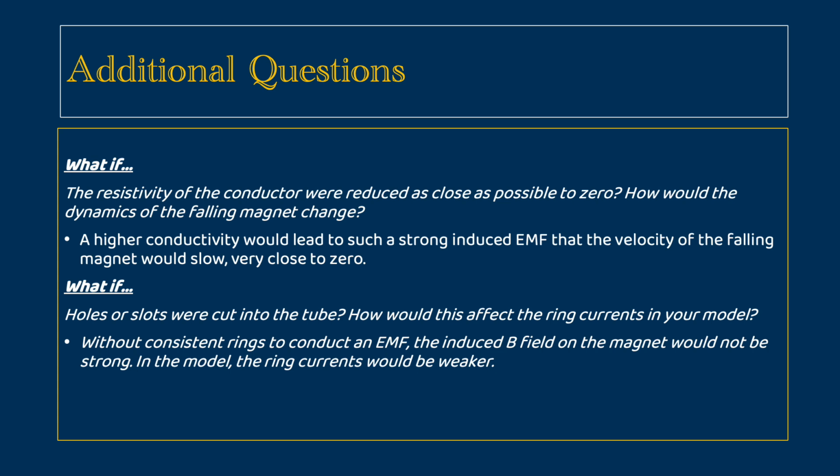What if the resistivity of the conductor was reduced as close to zero as possible? How would the dynamics change? A higher conductivity would lead to a stronger induced EMF. The velocity of the falling magnet would slow very close to zero.